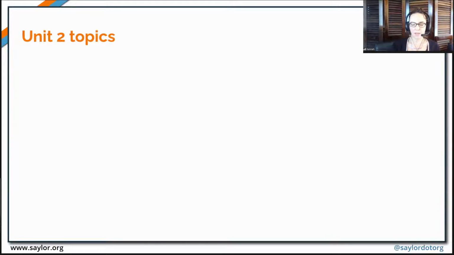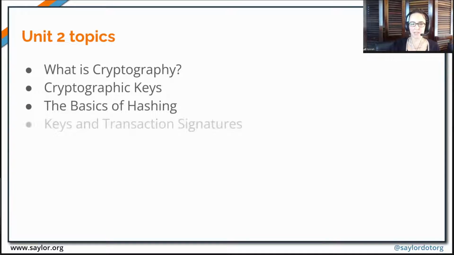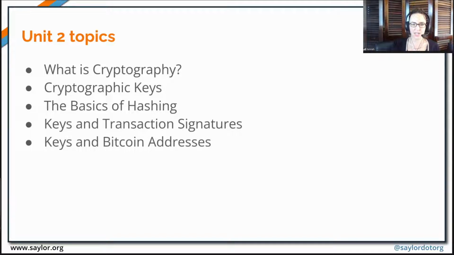Unit 2 topic. So this topic is really all about how Bitcoin uses cryptography. So we're going to talk about what cryptography is. We're going to talk about keys. We're going to talk about the basics of hashing, keys and transaction signatures, and keys and Bitcoin addresses.